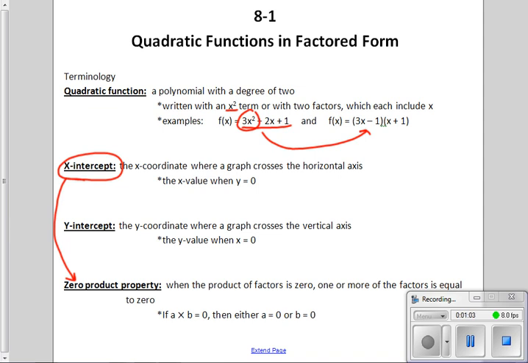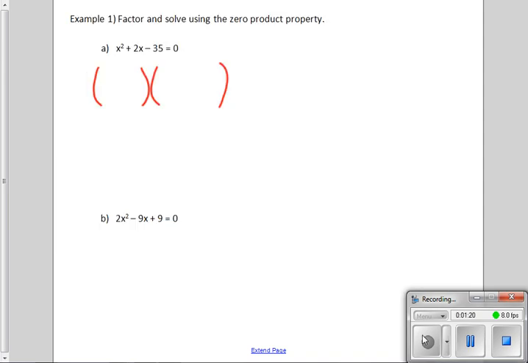And then also it talked about the y-intercept, and that would be where it crosses the y-axis, and that can be found much like you have in linear functions here. So we'll give you a couple examples here and see how this all works out in factored form.